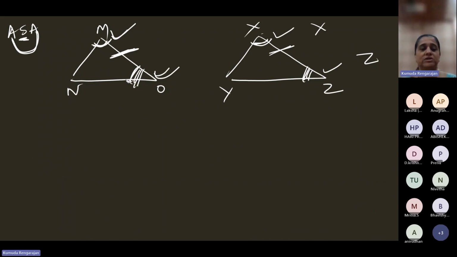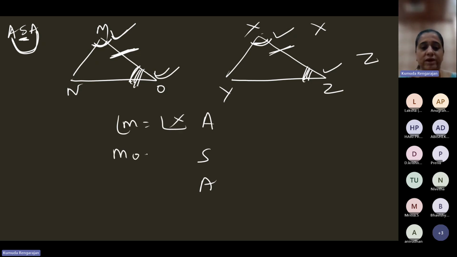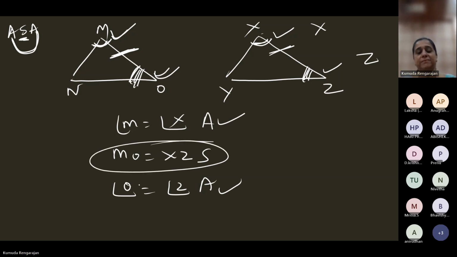So you must list this information. Angle M is equal to angle X, angle O is equal to angle Z, and MO. Oh, okay, I forgot the discipline. So what's the order? ASA. You should say angle M is equal to angle X, then MO is equal to XZ, and angle O is equal to angle Z. So two angles and the included side. Therefore, the two triangles are congruent by the ASA congruence criterion.